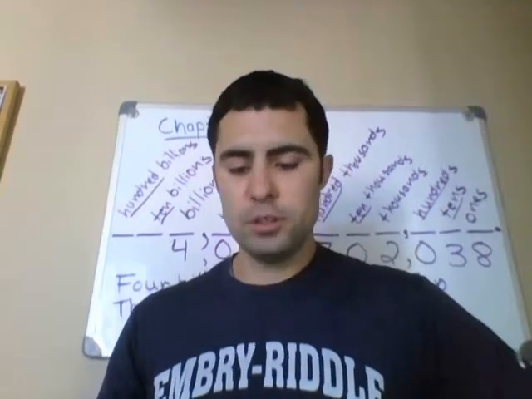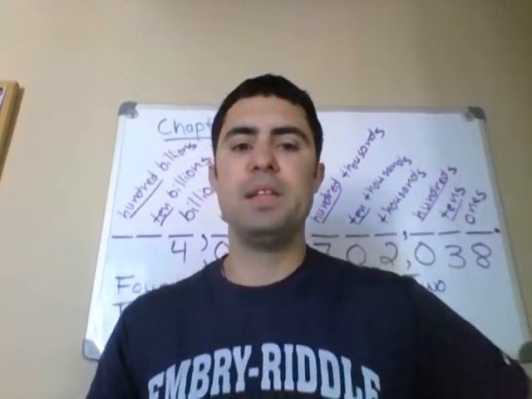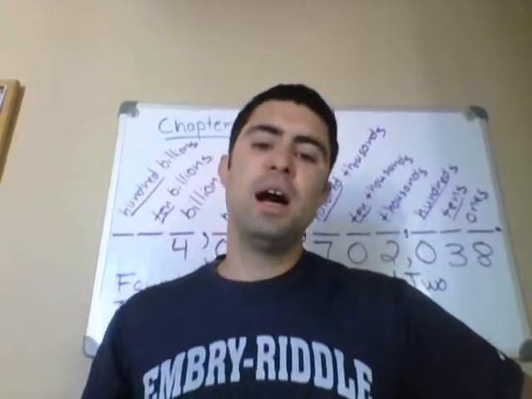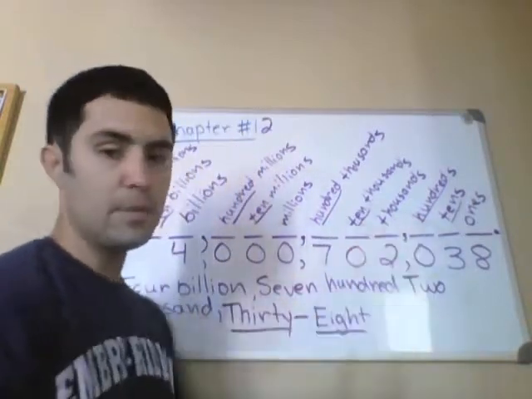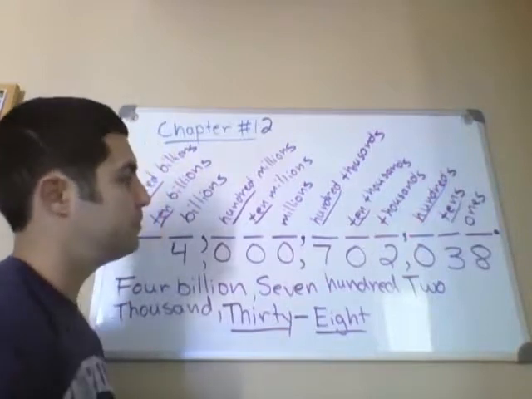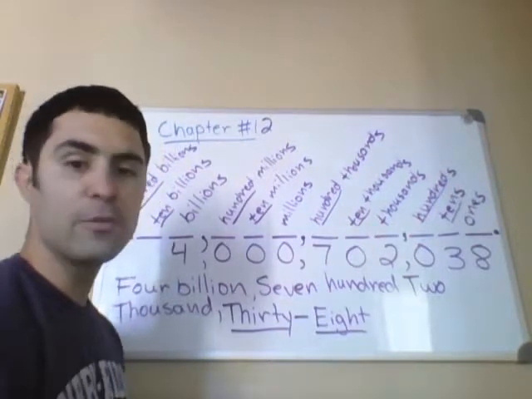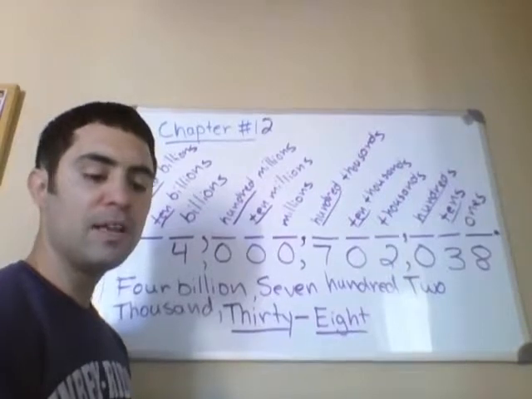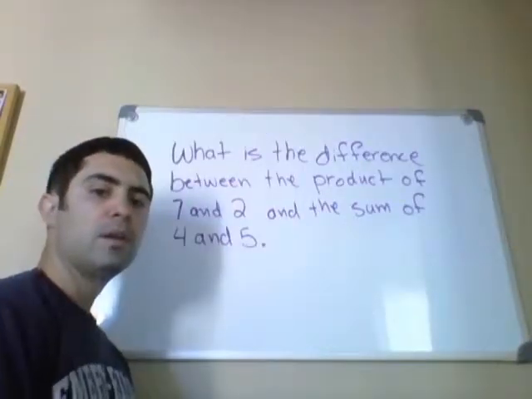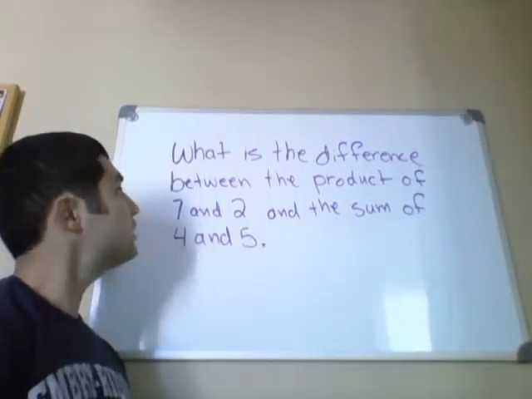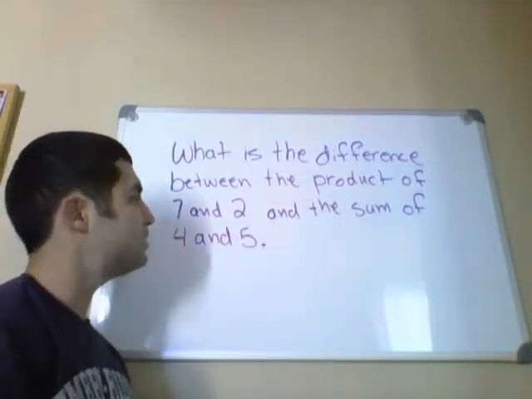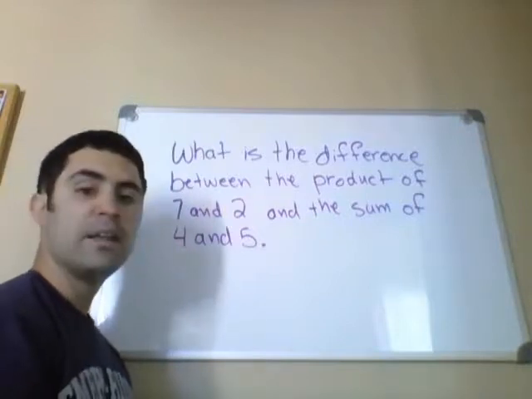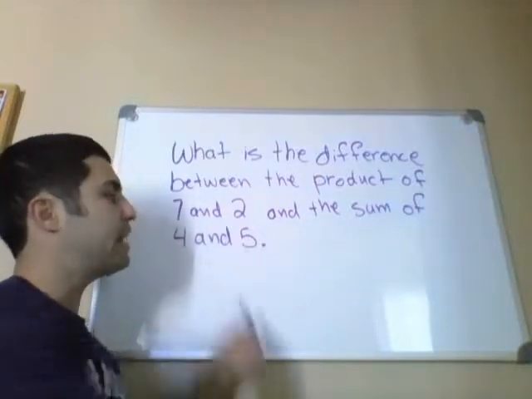Alright, so that's the first part of today's lesson for Chapter 12. The next part has to do with word problems. And since we're talking about words and numbers and how they relate to each other, I'm clearly out of room here, so let me erase this really quick, and then we'll do a word problem or two. Alright, so here is a problem, and it says, what is the difference between the product of 7 and 2 and the sum of 4 and 5?